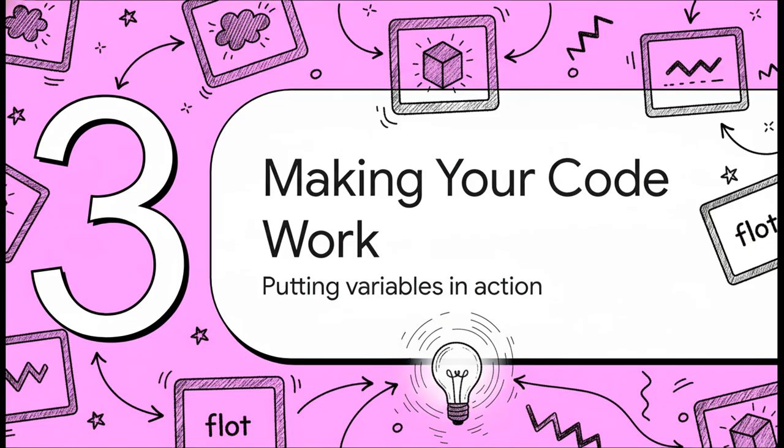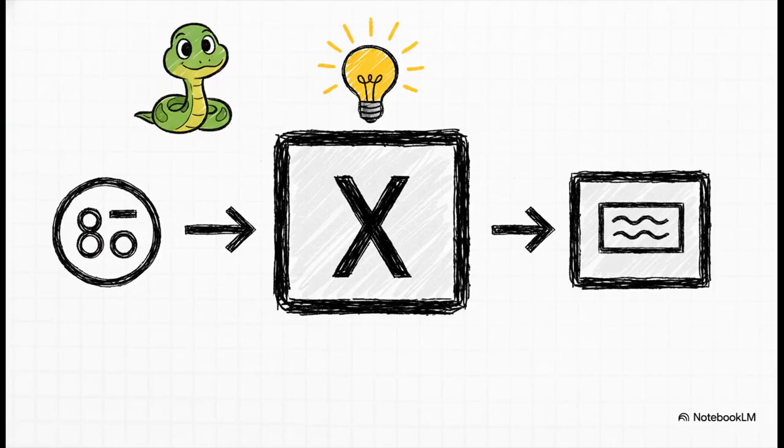Okay, so we've got our boxes, and we know the different kinds of things we can put in them. Now let's get to the fun part, actually making them do something useful. This is where the magic really starts to happen. Now here's something really cool about Python. It's what we call dynamically typed. All that means is that Python is smart. You don't have to tell it, hey, this is a number or this is text. You just give a variable a value and Python figures out the type all on its own. It's super convenient. But a little pro tip for you: even though you can change the type, it's good practice to keep it consistent. It'll save you from some confusing bugs down the road.